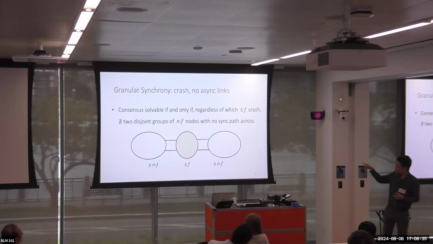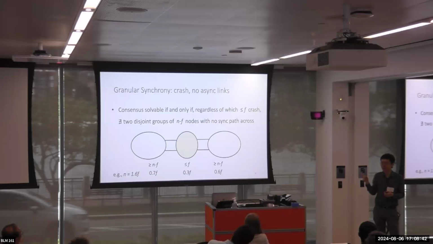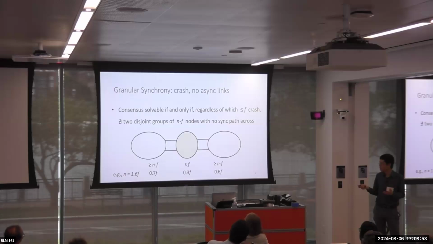You're probably familiar with these numbers, but it may be a little hard to think about them because I'm in a different regime than what's usual. N minus F is actually a very small number. Let's see, N is 1.6 F, less than 2F, so N minus F is actually smaller than F.